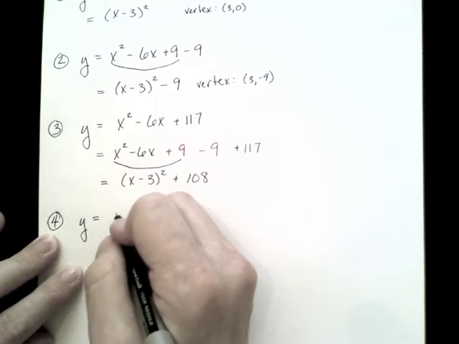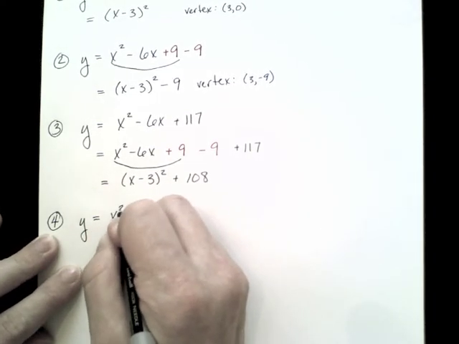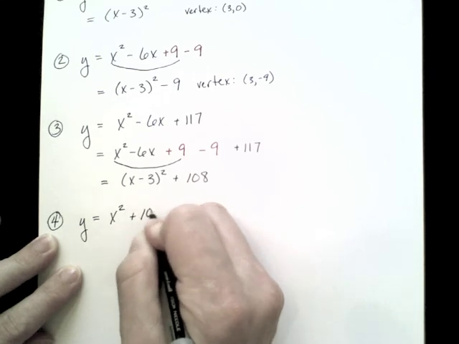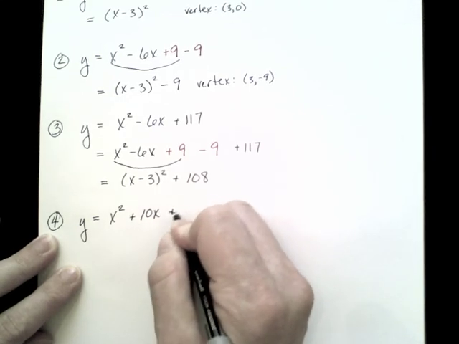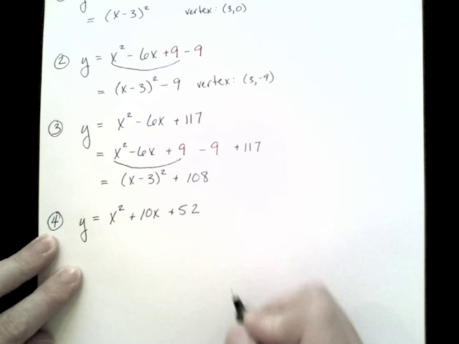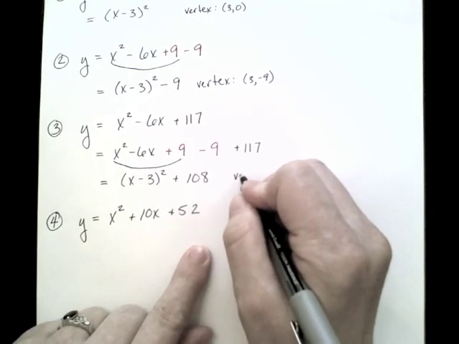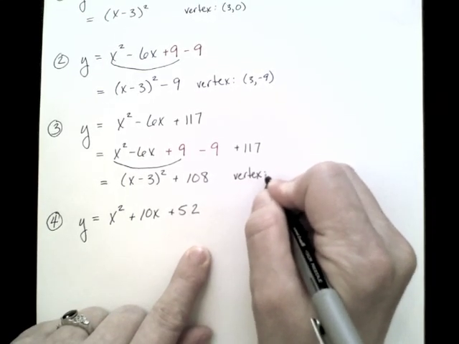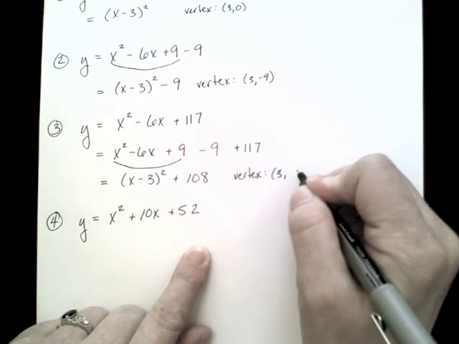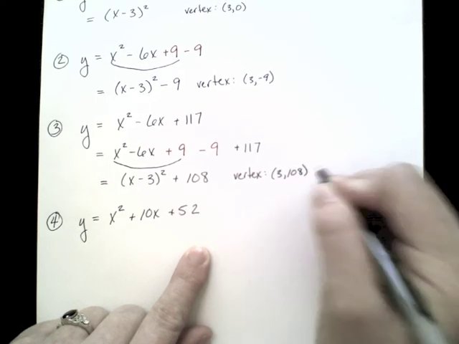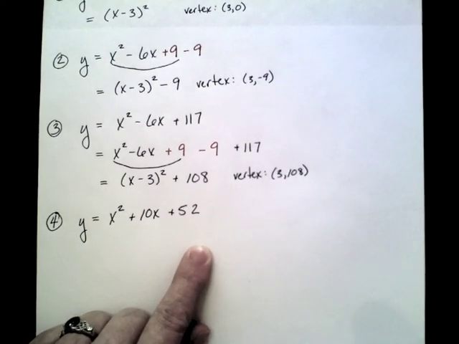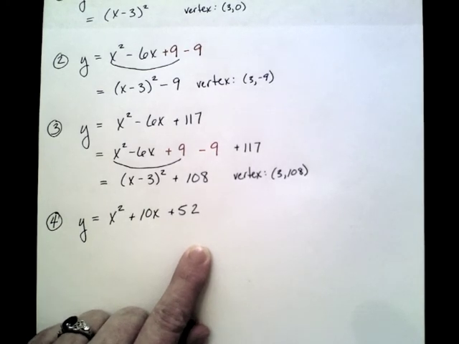So here I've got y equals x squared plus 10x plus 52. Oh, on the one above, I didn't actually say what my vertex was, which isn't really necessary. I wasn't asked it, but I had done it for all the others, so I'll point out that that vertex is at 3, 108.